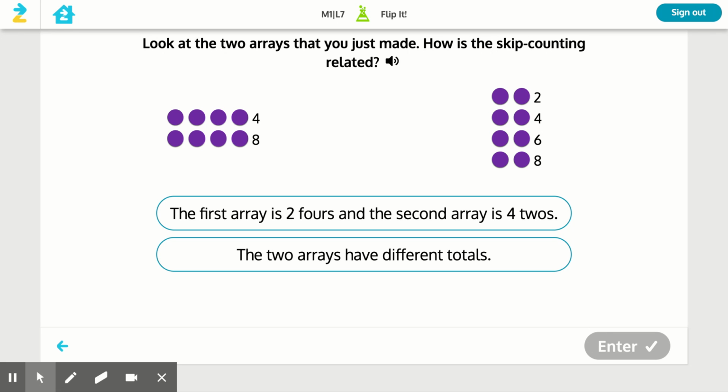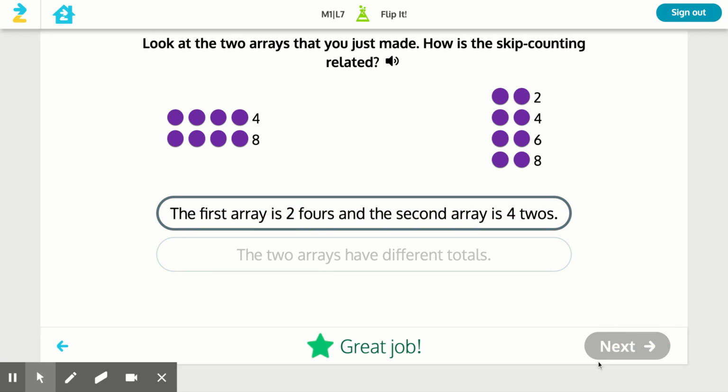I hope that you notice that the first array has 2 4s. So there's one row of 4 and another row of 4. The second array has 4 2s. There's a row of 2, another row of 2, another row of 2, and another row of 2. So you should have selected the first answer choice.